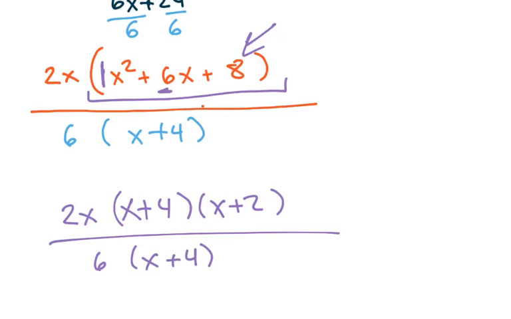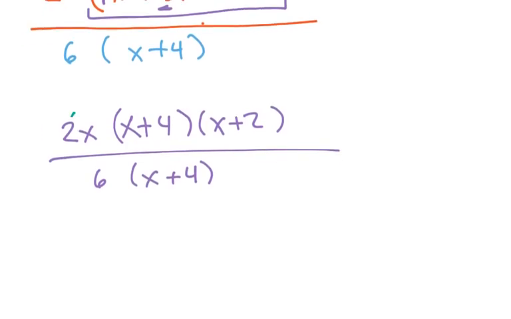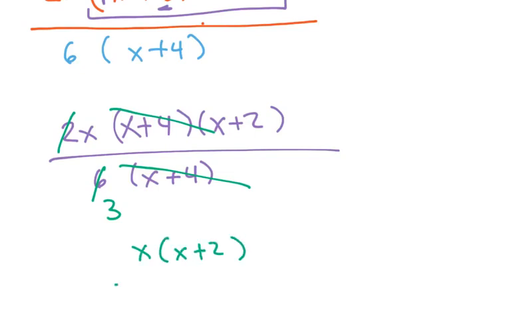Now that I've factored everything out about as far as I can factor, we can see that we can divide through, and the x plus 4's divide out, and I'm left with x times x plus 2 over 3. And that's going to be my answer.